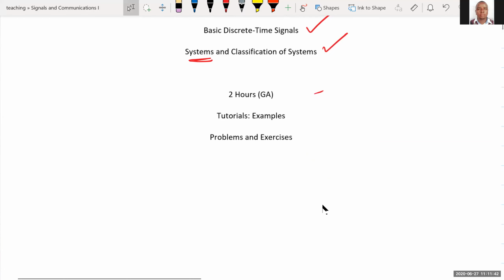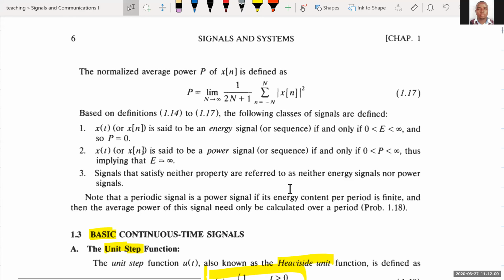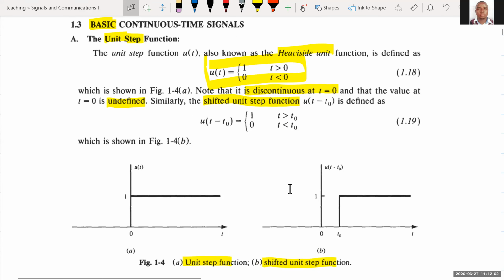As I mentioned yesterday, we have a GA who I will ask to do some examples and tutorials with you. Of course, I can also plan, but as I mentioned, we needed to move with some speed because we have started the lectures late. So our lecture starts here, where we need to talk about a few of the basic continuous time signals. And to start with, we are going to start with the unit step function.